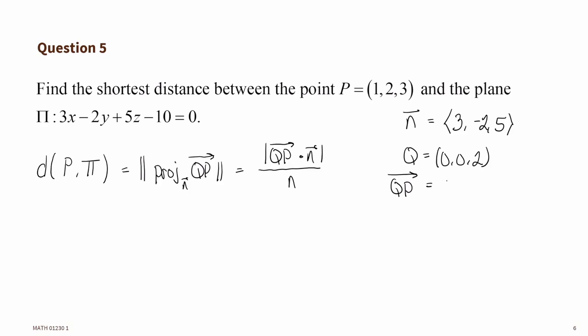Directed line segment QP would then be 1 minus 0, 2 minus 0, and 3 minus 2. Right, remember here, P is now the terminal point. Q is the initial.